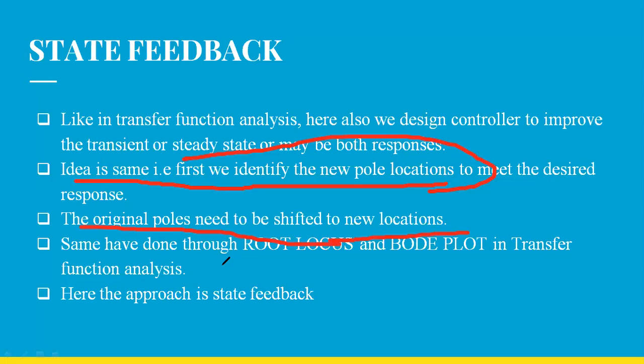So how to do this, we have seen through the root locus and Bode plot. I think I explained this last time for the B section control systems in the second year: how to shift the poles to new locations with the help of root locus and Bode plot. That is in transfer function analysis. Here we should do the same thing, shifting the poles to the desired or new locations, but we should do it in state space analysis. For that we will use a concept called the state feedback concept.